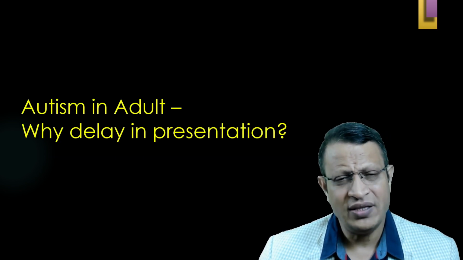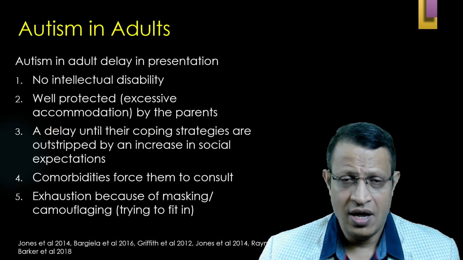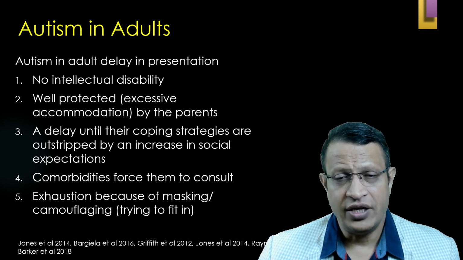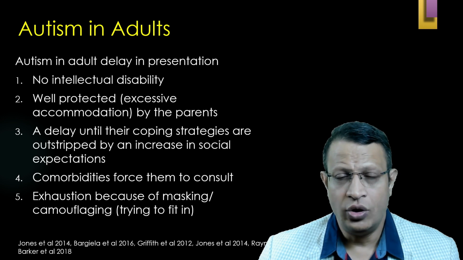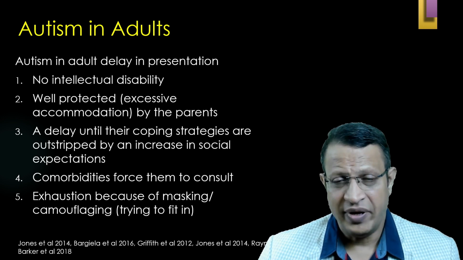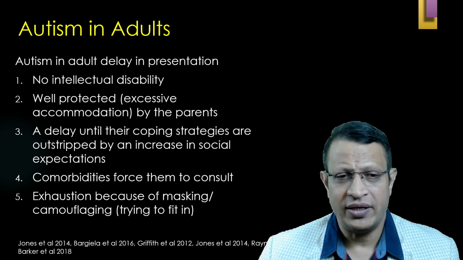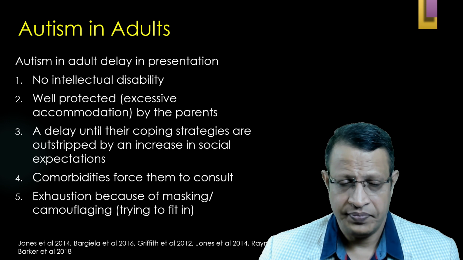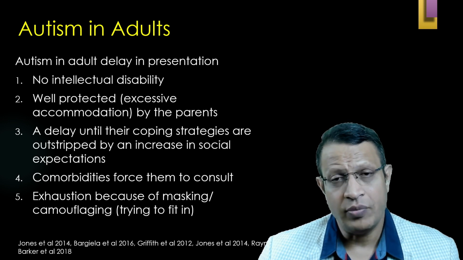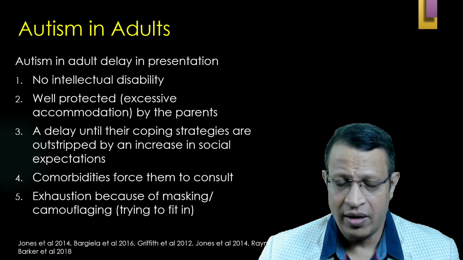Now let's understand why there is a delay in presentation and diagnosis of autism in adults. First and foremost, since they do not have intellectual disability, they do well in education, and many a time they go undetected. Most of the time, they are well protected by the parents, with excessive accommodation, and they have resources to provide extra classes. A delay may occur because they are able to cope in their education, in a protected environment.